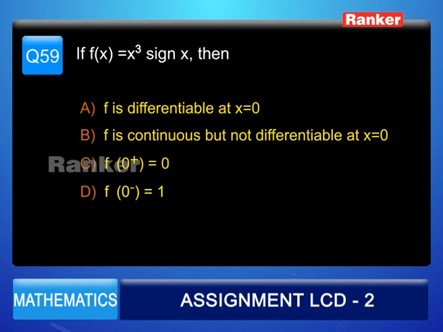Next question. If f of x is equal to x cube into signum of x, then option A, f is differentiable at x equal to 0. Option B, f is continuous but not differentiable at x equal to 0. Option C, f dash of 0 plus, right hand derivative at 0 should be 0. Option D, f dash of 0 minus is 1.